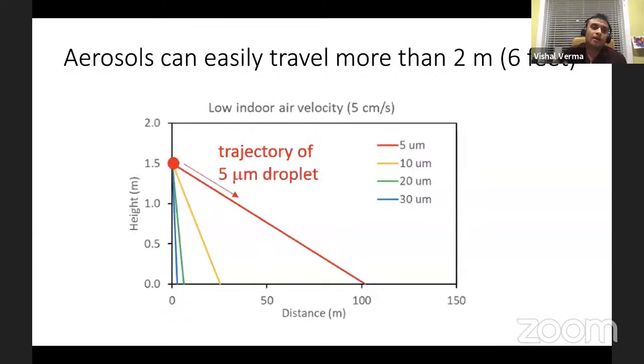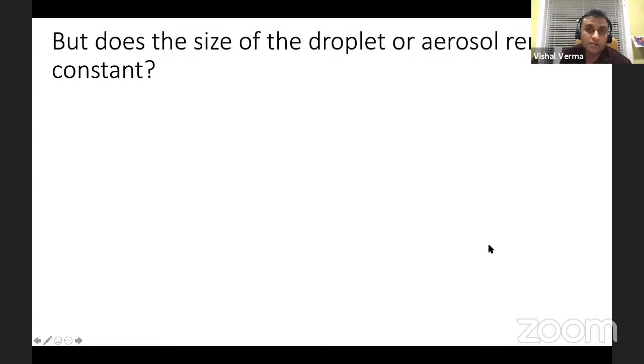This is important because if the transmission is occurring through the aerosol, it clearly shows that they are not following the 6 feet rule, which we are hearing from the WHO or the CDC. In the upcoming slide, I will show evidence that this aerosol transmission of the virus is important. But another question is: does the size of the droplet or the aerosol we have been talking about remain constant?